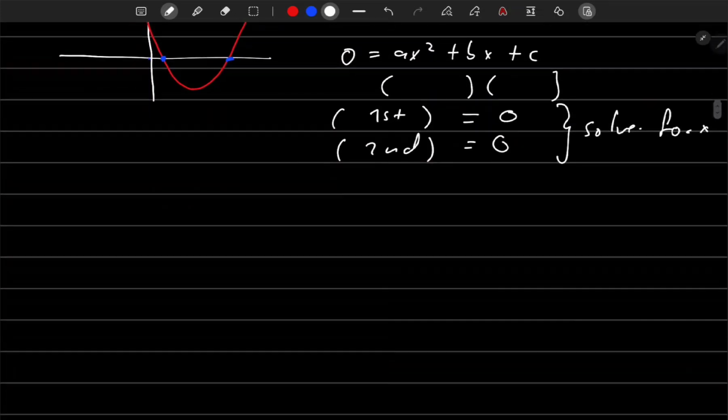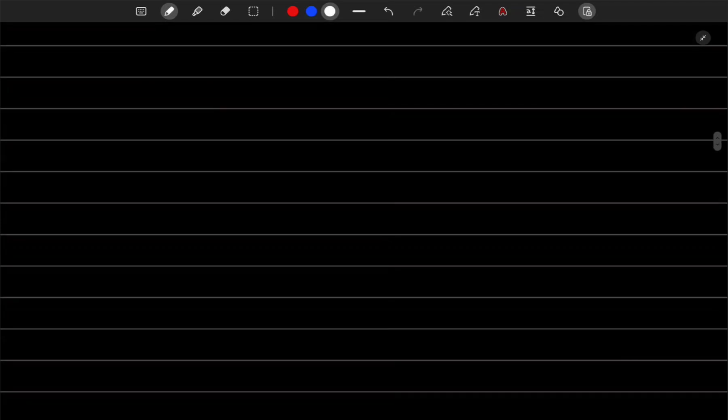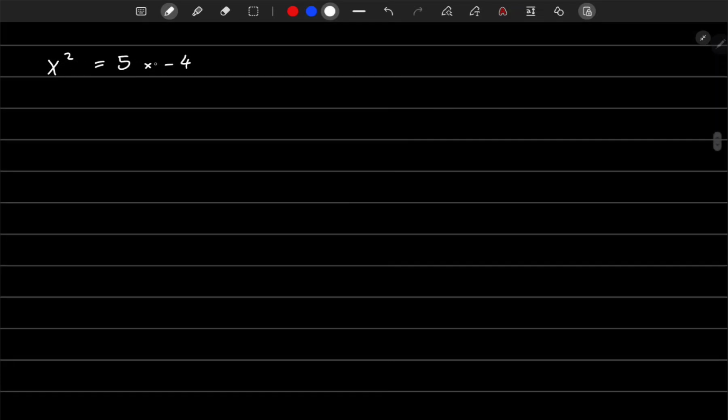So let's look at a couple of problems that we can solve. We're going to do really simple problems today because this is just an introduction. The first problem we're looking at is x squared is equal to 5x minus 4. Now when you look at this, you have the highest power 2, and then you have this one here, which is x to the power of 1. If they don't put anything next to x, it means it's to the power of 1.